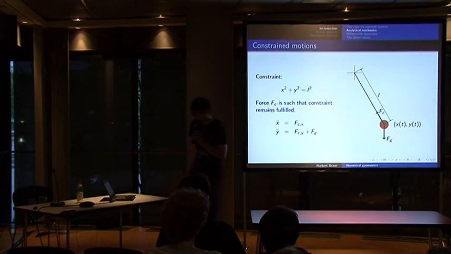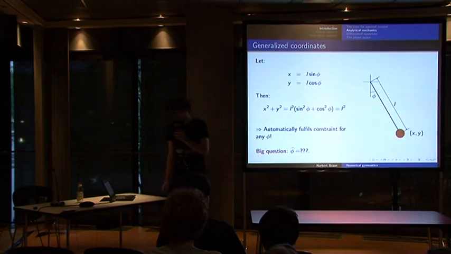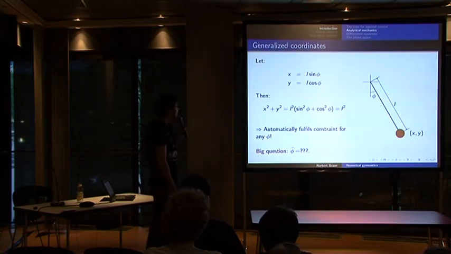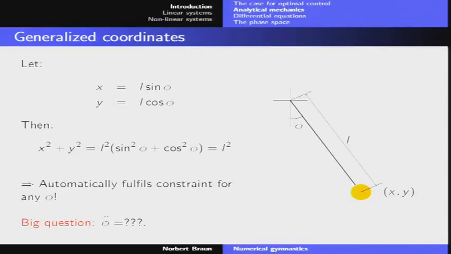And the solution for this type of problem that's usually employed is called generalized coordinates. What we do is just choose an angle phi, like here, and then we have x equals L sine phi and y equals L cosine phi. And, well, of course, sine squared plus cosine squared is 1. So then the constraint is automatically fulfilled for any possible value of phi. And then we don't have to worry about the constraint anymore.